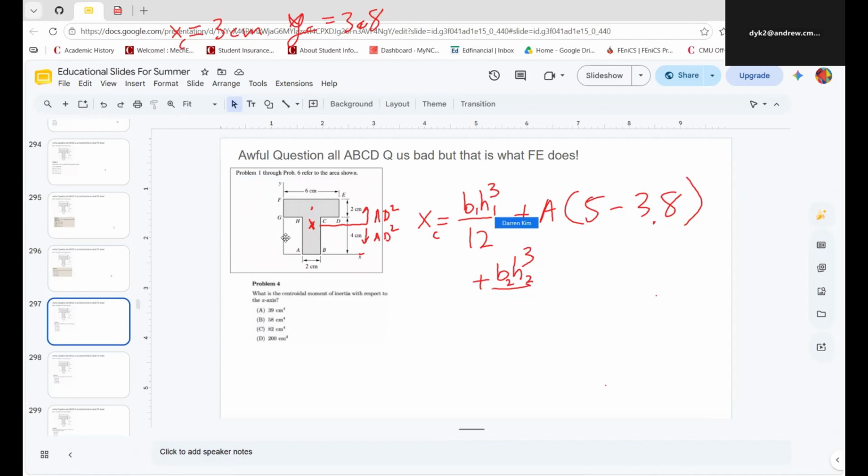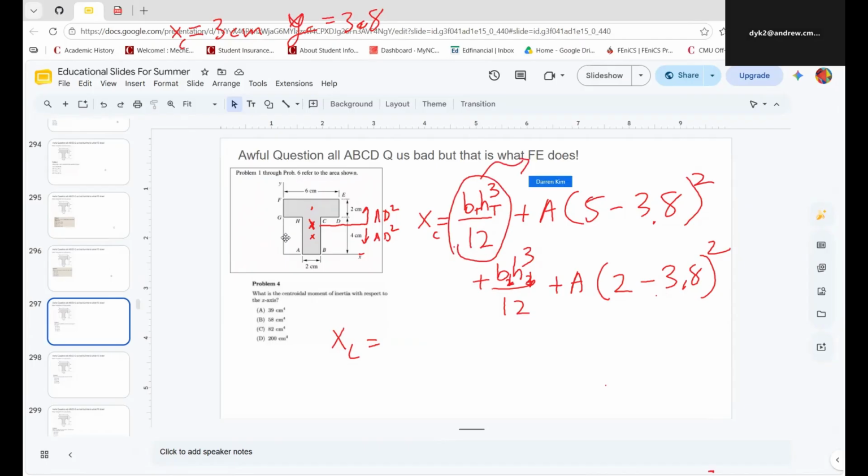over 12. This is 1, and 1 is the top, the bottom, I guess you can do that. 12 plus A, in parentheses, what was it again? It's over here, which is 2 minus 3.8, squared. So XC equals what? This thing over here. Let's just figure out what this is. So that is calculator on, divided by 6 multiplied by whatever H is, which is 2 cubed, divided by 12, equals about 4. Over here is division. Base is 2 multiplied by 4 cubed.